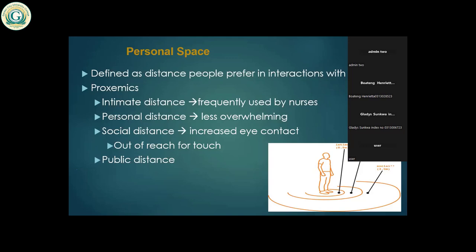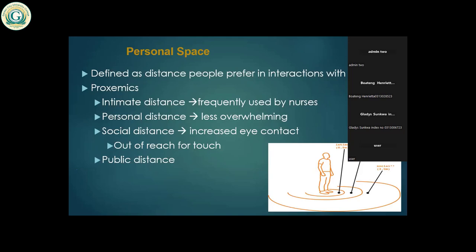So personal space is the distance people prefer in interacting with others. And we have proxemics. Proxemics is the study of personal space. We can have these types of proxemics: intimate distance, personal distance, social distance, and public distance. So these are the distances that people would prefer in interacting with other people.